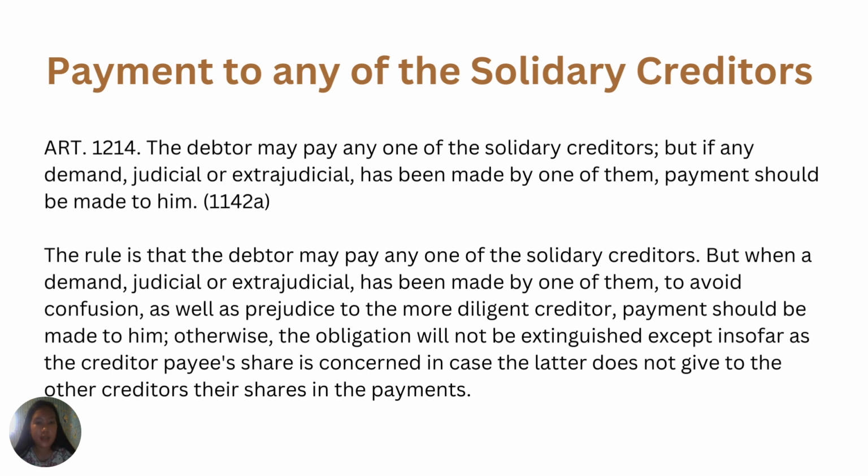If B and C demanded payment at the same time, A may pay either of them. If there are two or more debtors, only the debtor upon whom demand had been made is bound to make payment to the creditor who made the demand. Okay?